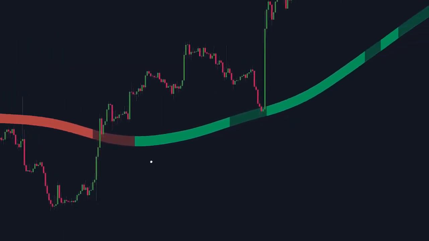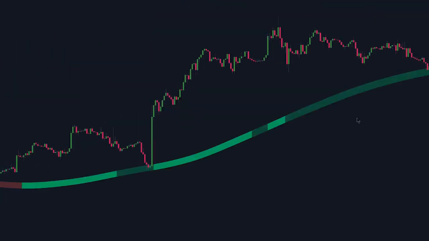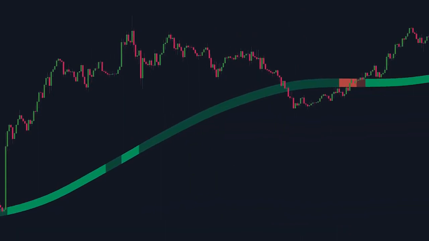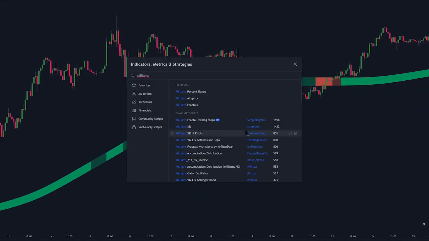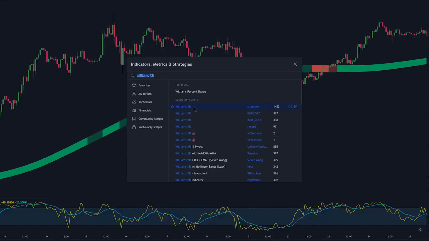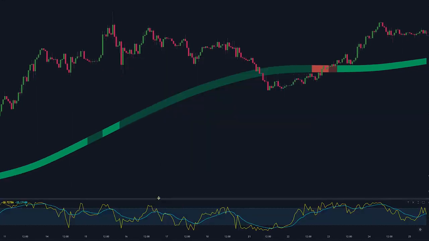But if you're like me and you hate the subjectivity that comes with looking at candlestick patterns, you might want to use an indicator called Williams percent range. This one by this guy. And then you're going to double click on it to access the settings panel.